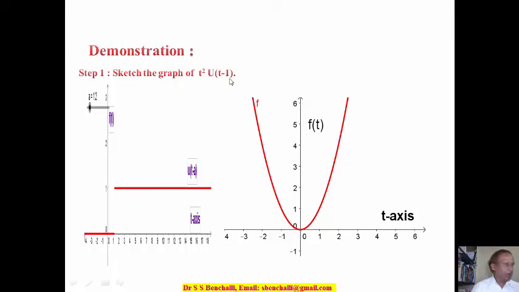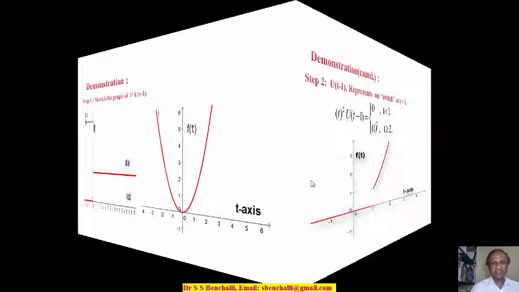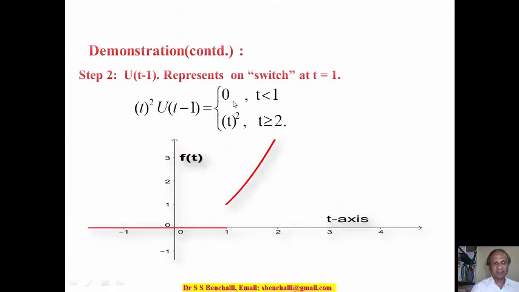Similarly, t square into u of t minus a: the displaced function, and t square. Multiply these two. What is the resultant curve? It is 0 when t is less than 1. I hope you are observing this graph. This is the resultant graph. When t is less than 1, it is off. When t is greater than or equal to 1, it is on.